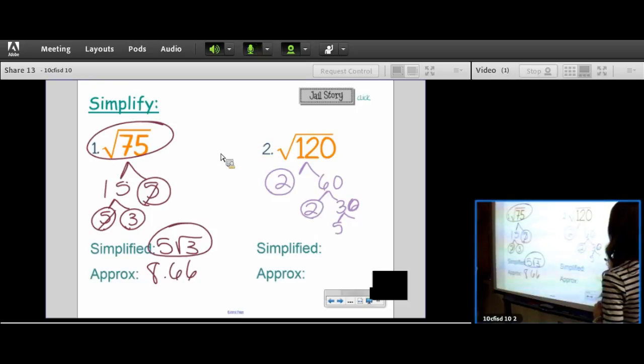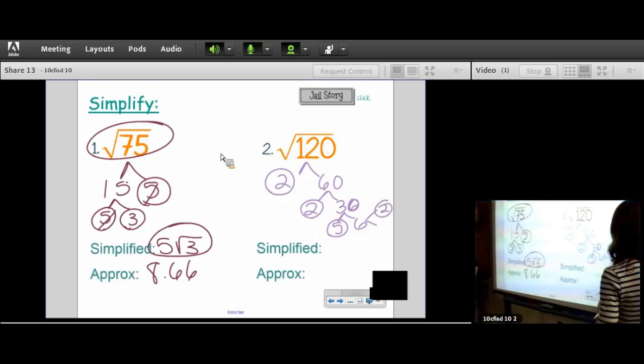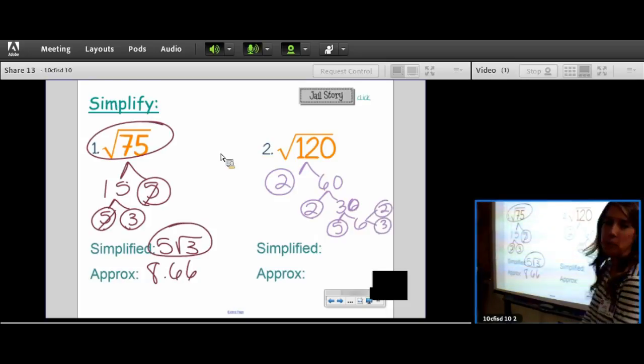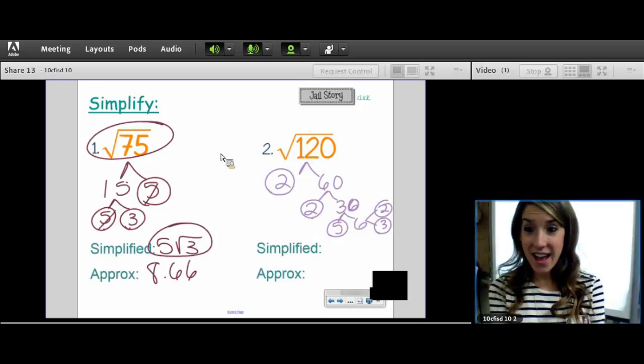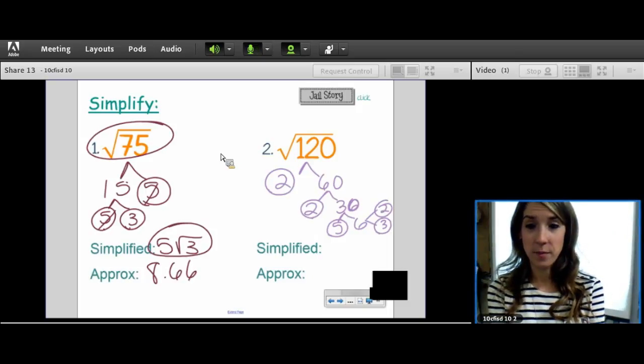I'm going to take over. 5 times 6, dead end. I'm going to go out this way. You can. It's a tree. The branches can go wherever we want them to go. Okay, guys. So, what are we looking for?